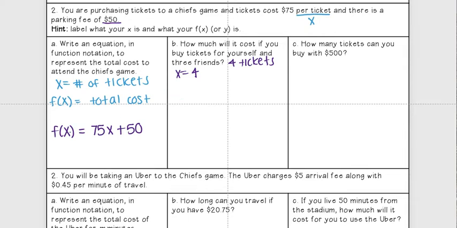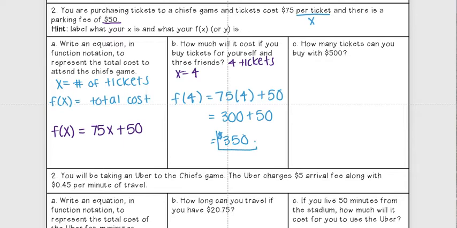So that means instead of f of x, I have f of 4 is equal to, instead of 75x, I have 75 times 4 plus 50. And then now I'm going to simplify that out. So 75 times 4, I get 300. And 300 plus 50 is $350. So that's how much it will cost if me and 3 friends go.